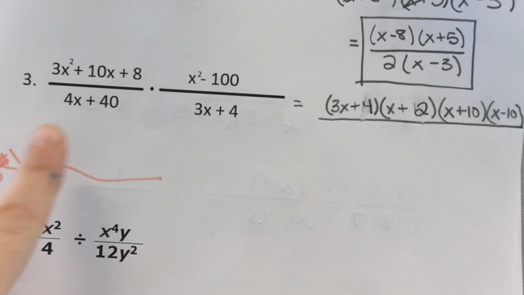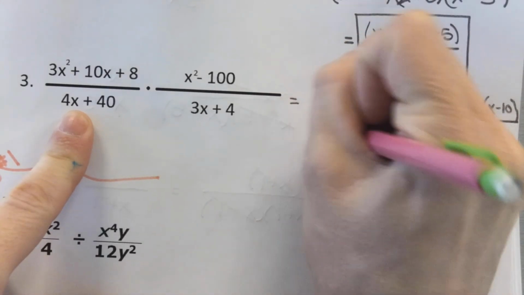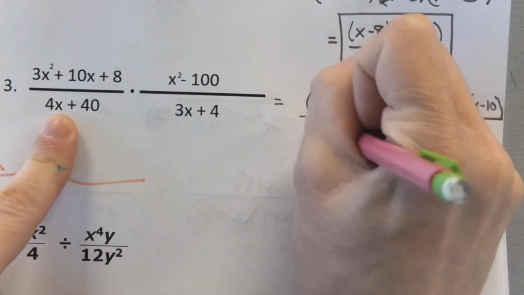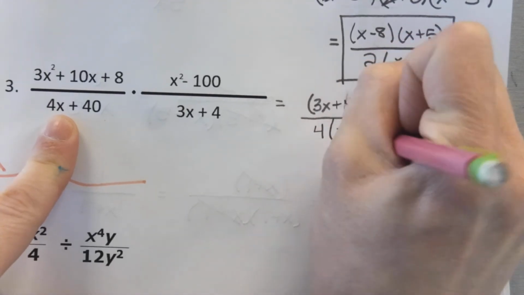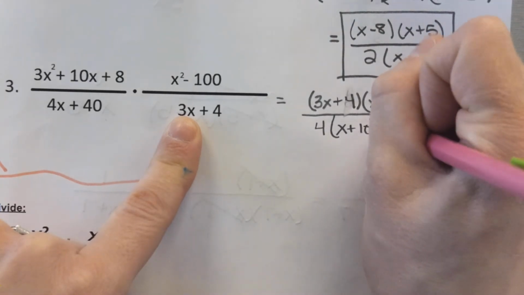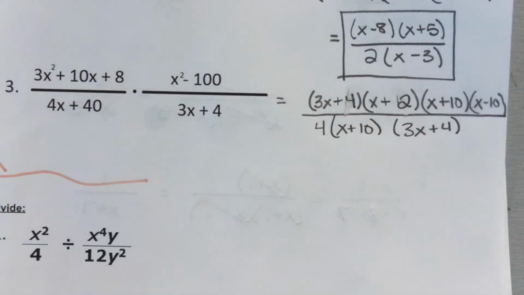All right. This thing, is there something they have in common? 4, so let's take out a 4. If I take out a 4, what's left? X plus 10. Is there anything I can take out in common here? Is it a difference of squares? Is it a trinomial? So it's just going to live on as 3x plus 4. There's nothing I can do there.